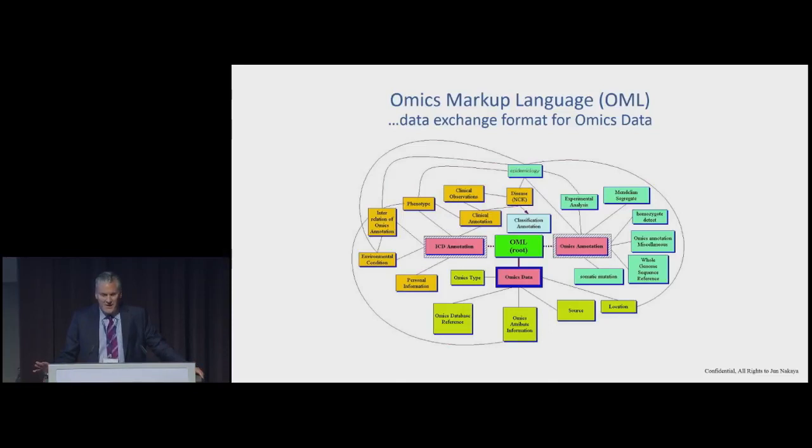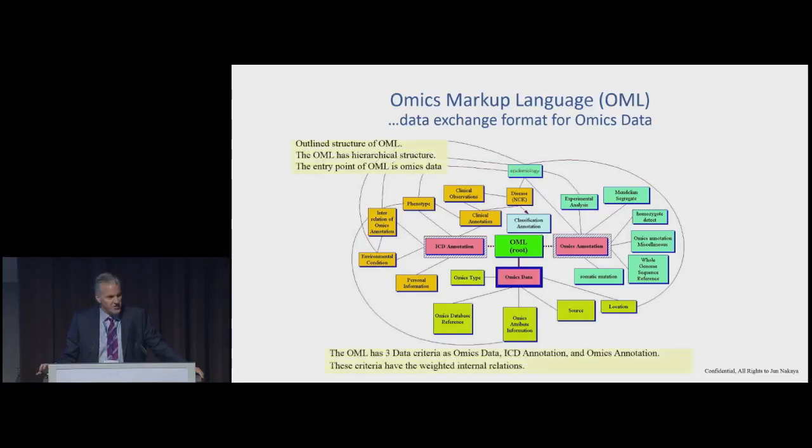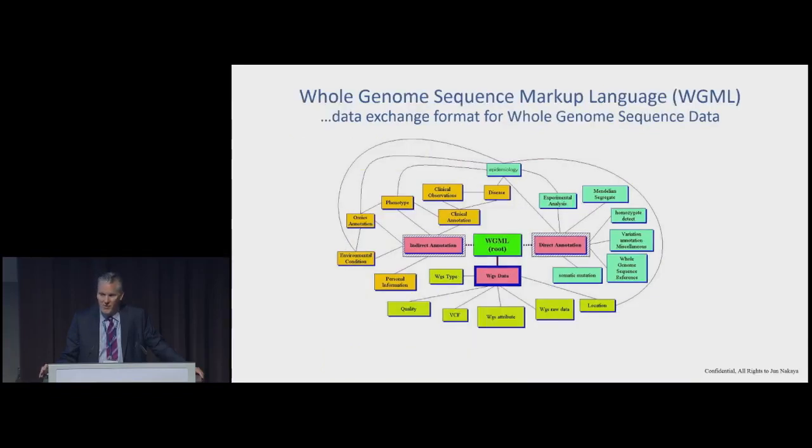I'm just going to hit on the 2 Japan projects at a high level. We have the omics markup language, which is a data exchange format for omics data, and this is basically the format and the structure for the OML. We have the whole genome sequence markup language, which is a data exchange format for whole genome sequence data. And I'm sure there's probably significant overlap here with things that are going on in GA4GH. I just don't have the knowledge of GA4GH, so I'm going to have to rely on you all to tell me where the touch points are and where we need to work together.